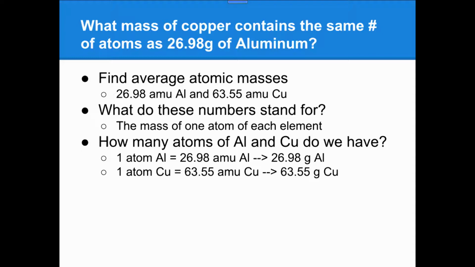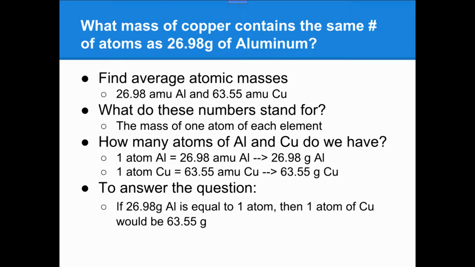Same thing for copper. One atom of copper is equal to 63.55 AMU of copper, which we can then say is equivalent to 63.55 grams of copper. So to answer our question of what mass of copper contains the same number of atoms as 26.98 grams of aluminum, well, if 26.98 grams of aluminum is equal to one atom, then one atom of copper would be 63.55 grams.